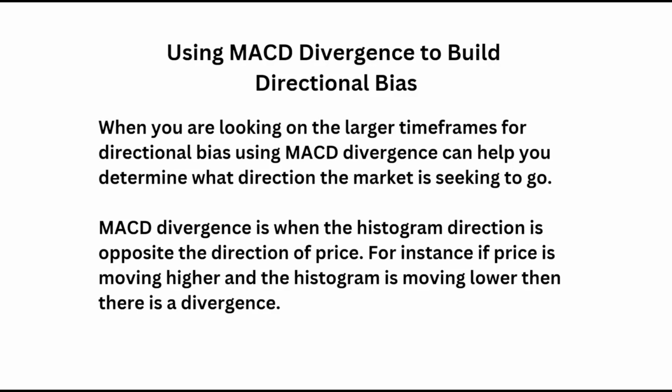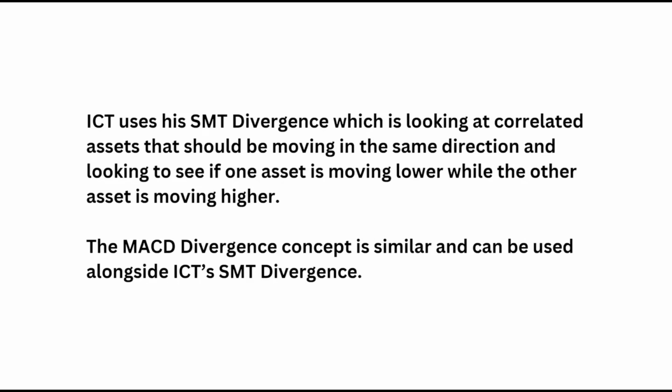MACD divergence is when the histogram direction is opposite the direction of price. For instance, if price is moving higher and the histogram is moving lower, then there is a divergence. ICT uses his SMT divergence, which is looking at correlated assets that should be moving in the same direction, and looking to see if one asset is moving lower while the other asset is moving higher. The MACD divergence concept is similar and can be used alongside ICT's SMT divergence.